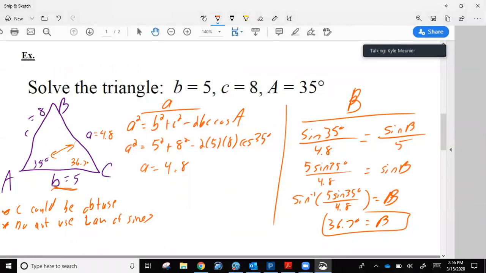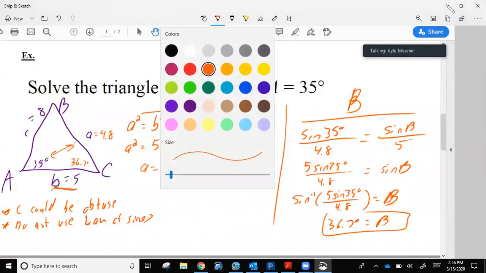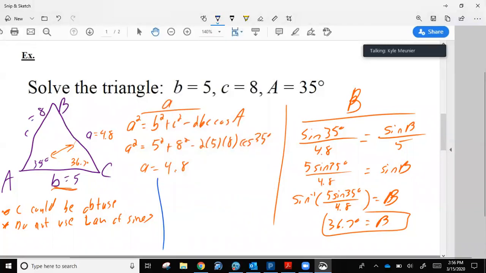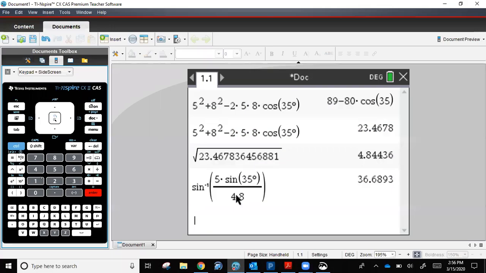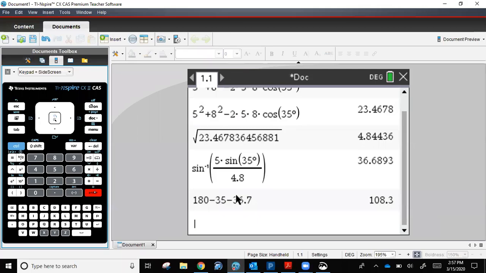And then once I know those two angles, I can figure out angle C pretty quickly because all three angles add up to 180. We can say 35 degrees for A plus 36.7 for B plus C is 180 degrees, which is going to give us 180 minus 35 minus 36.7, which is roughly 108.3.